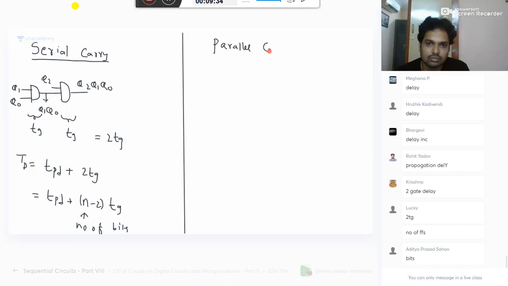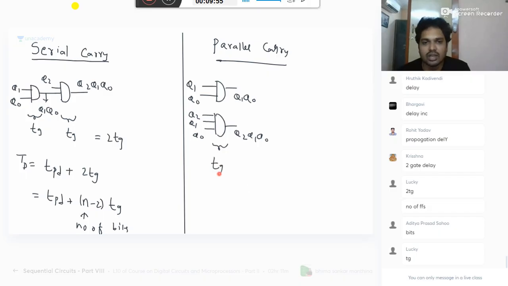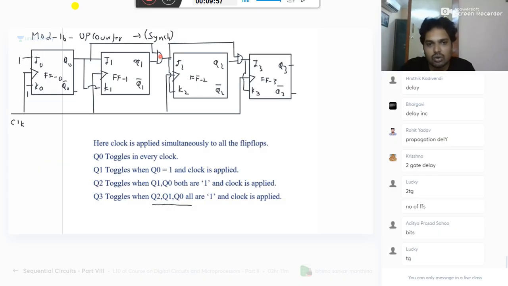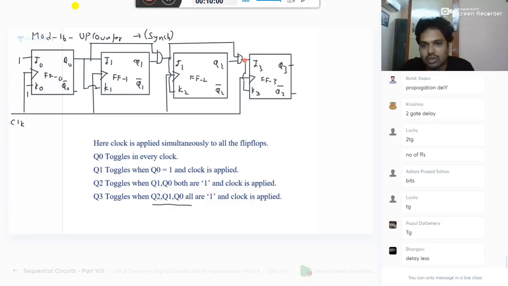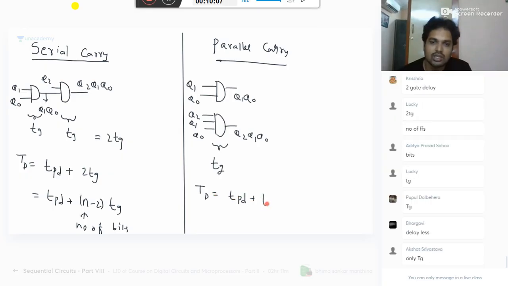Here, you take a 3 input AND gate instead of a 2 input AND gate, which is better. That is Q1, Q0, you take it here. And separately you take this also in parallel. What is the advantage, sir? It is requiring only one delay. From here, don't take it. You take from here and connect to the 3 input AND gate. So in this case, your total delay will be equal to TPD plus 1 TG only. It is not depending on N at all.